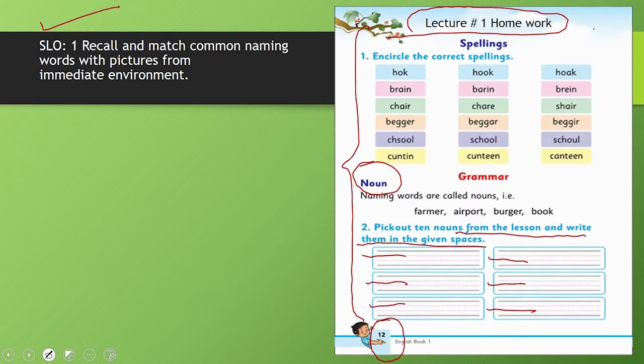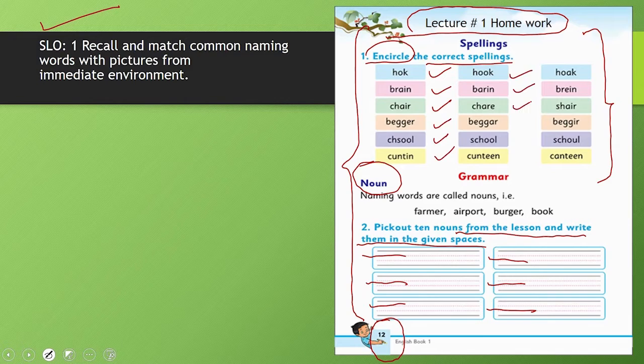Up till here. For this part of the page you have to encircle the correct spellings. These are also nouns, so you will read them one by one, row wise, and you will select the correct spelling of the word, so you have to read it also. So lecture number 1 homework is page number 12. I hope you have written that on that page. So let's start with the lesson.